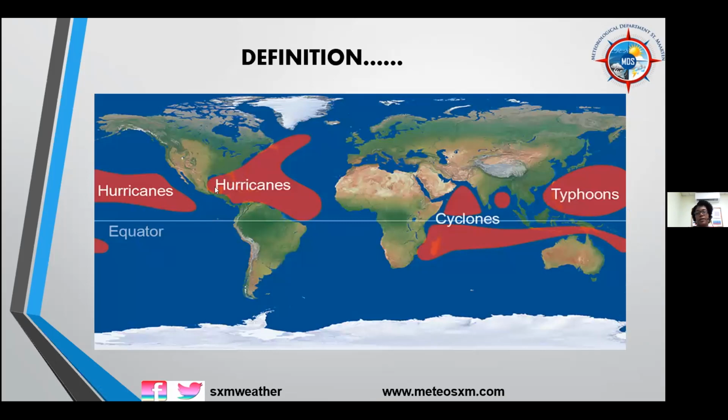Again, with names and terms, in our area we call them hurricanes. In the Eastern Pacific, they say hurricanes as well. But over to the east, in China and Japan, you'll hear them talk about typhoons. So when you hear typhoon, it's a hurricane also, but that's just how they call it in that part of the world. In Australia and over the Indian Ocean, they call them cyclones, but they are all the same. They are hurricanes.